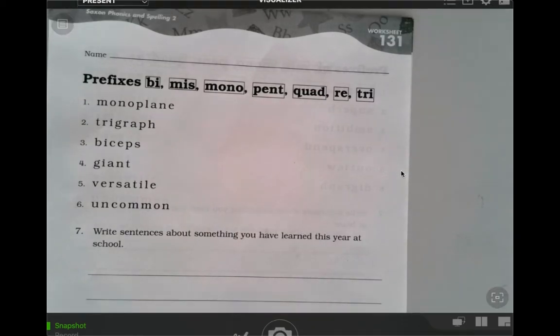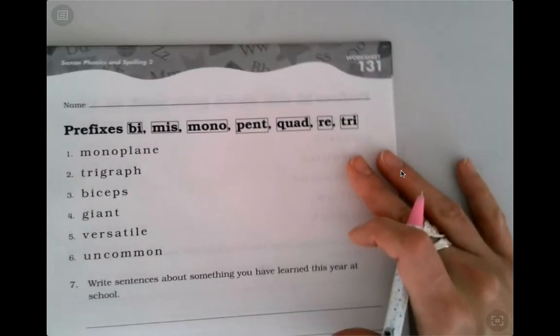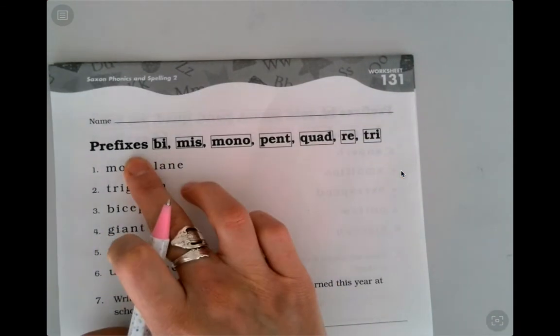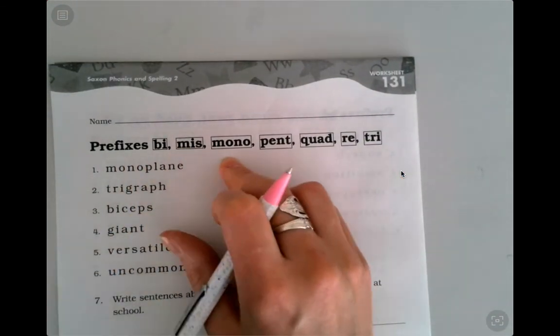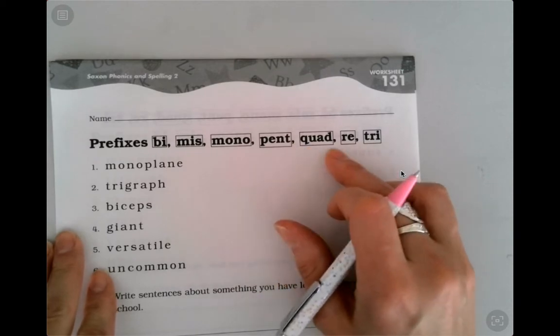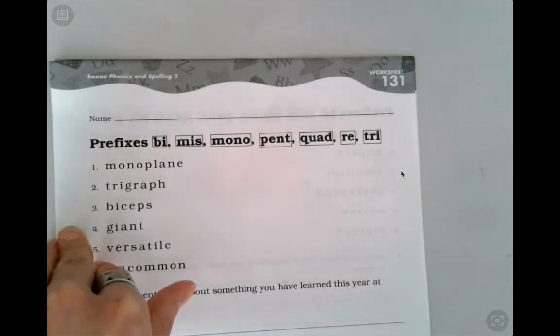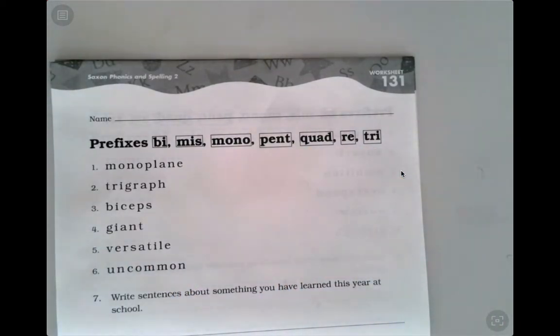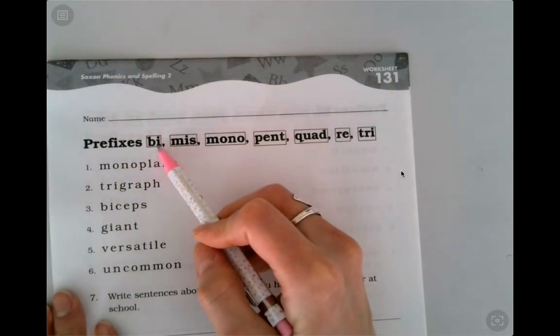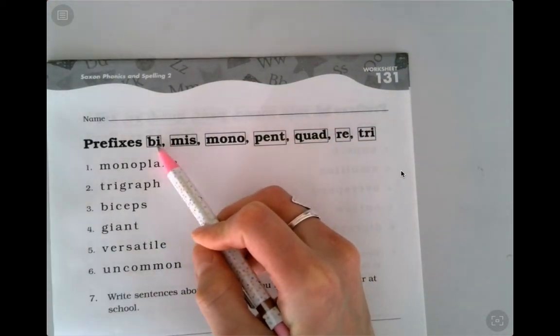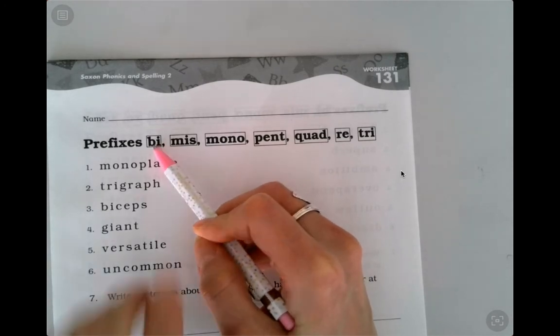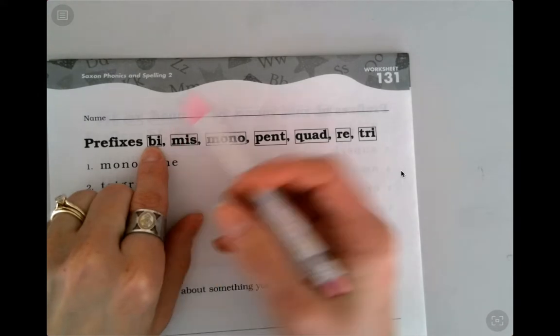All right, so today's lesson, everyone should have 131. The prefixes are bi, mis, mono, pent, quad, re, and tri. Okay, prefixes all have meaning, right? Is that a word? It's not a word, but it has meaning. Bi is not a word, but it has meaning. Bi, I want you to write what the meaning is up here.